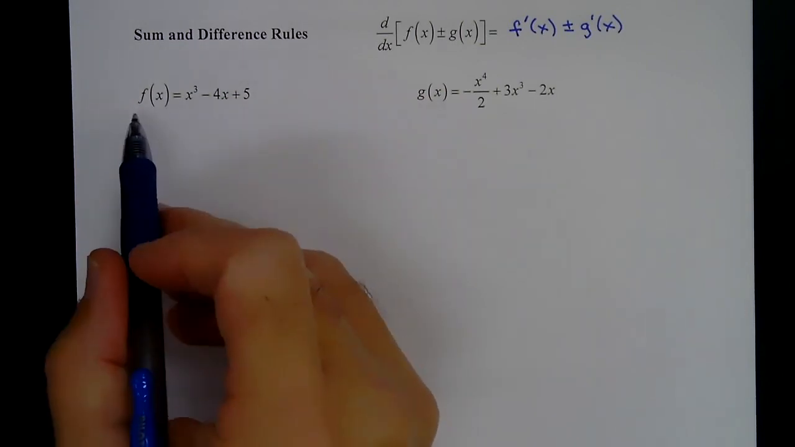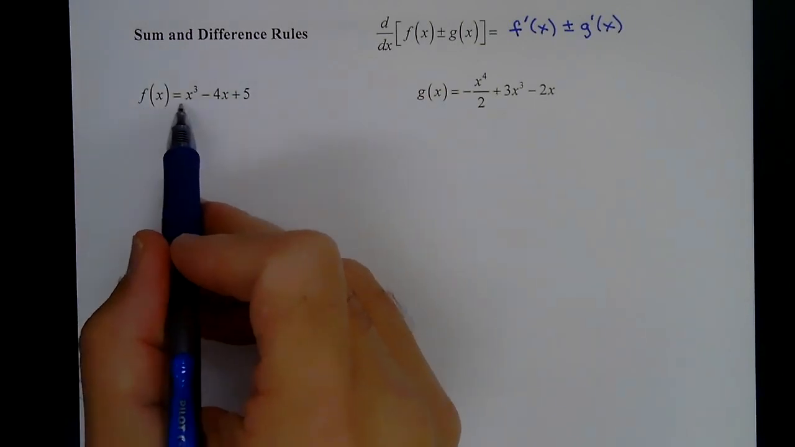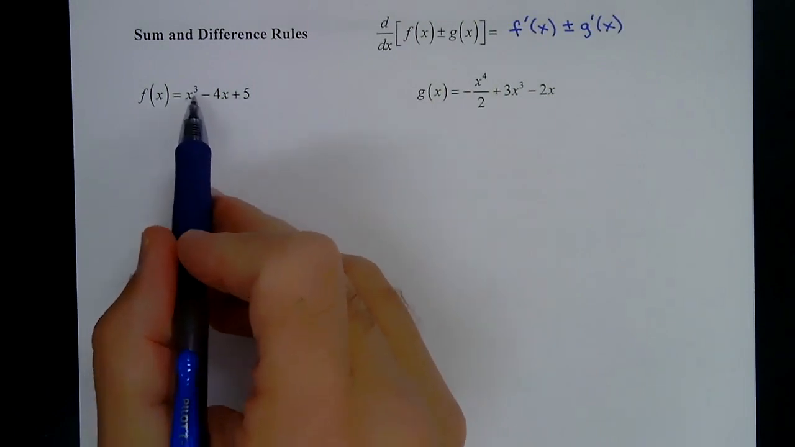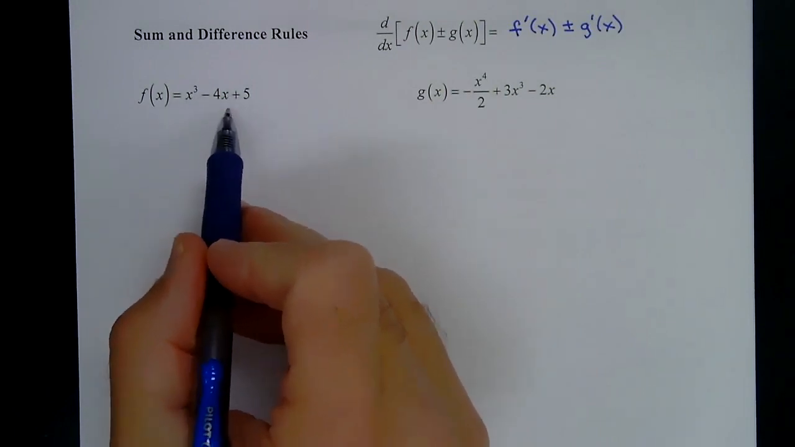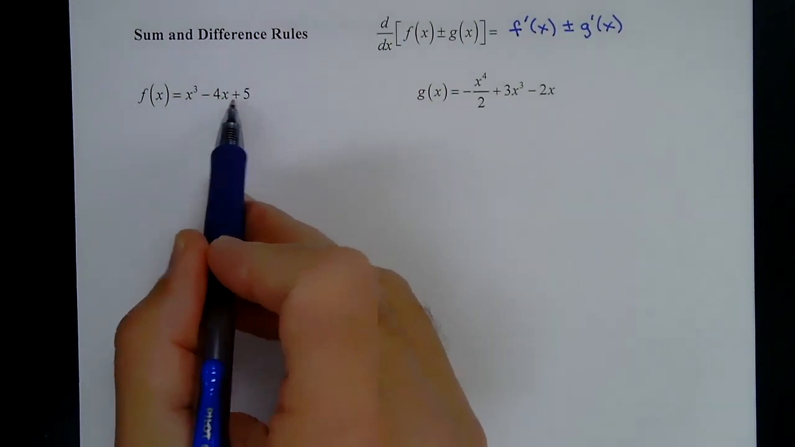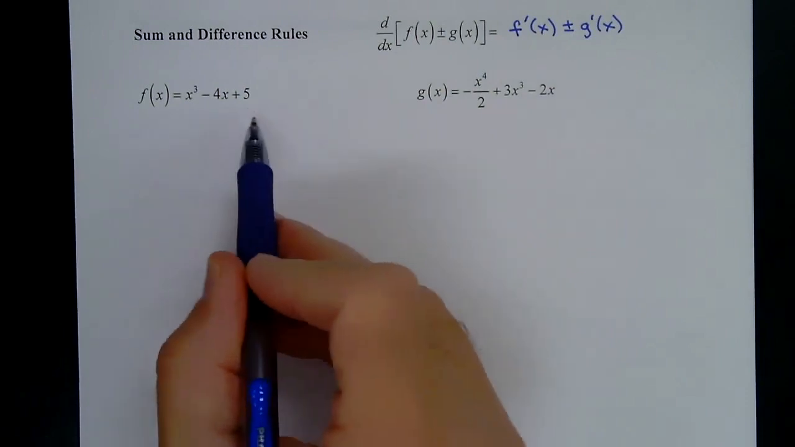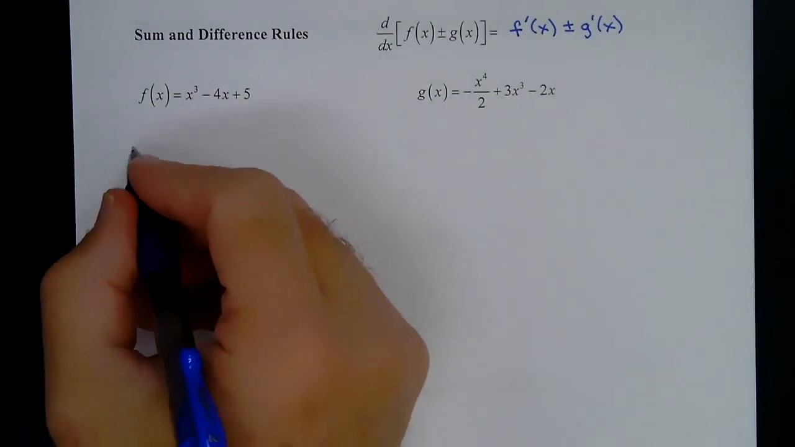All right, so how do we find the derivative of f of x equals x cubed minus 4x plus 5? Well, this is just x to a power. This is a constant times x to a power. And then this is just a constant, right? And I'm adding and subtracting in between. So all I need to do is take the derivative of each one individually.